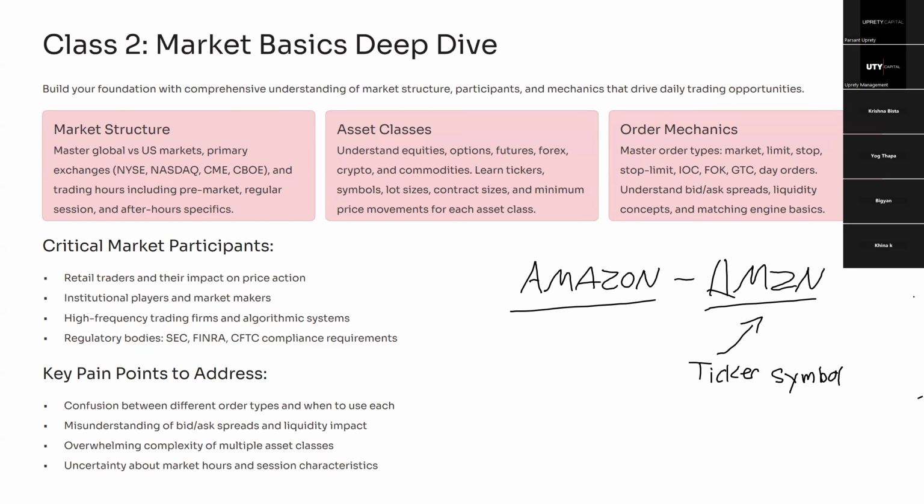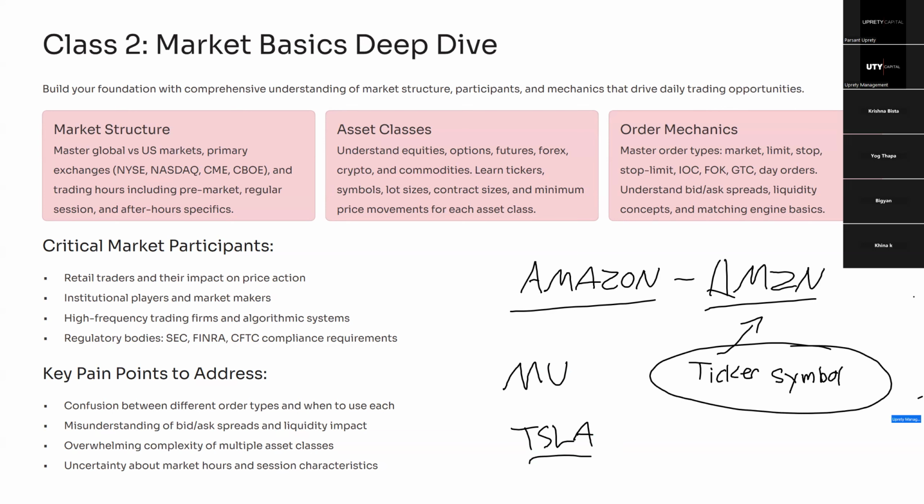Okay. Every stock has a different one. Some stocks have weird tickers. For example, if we look at MicroStrategy, theirs is MU, right? If we look at Tesla, it's TSLA. Once again, this is called our ticker symbol. This is how you can see the stocks.